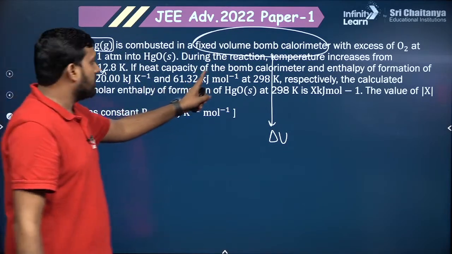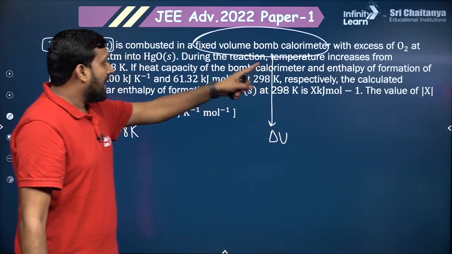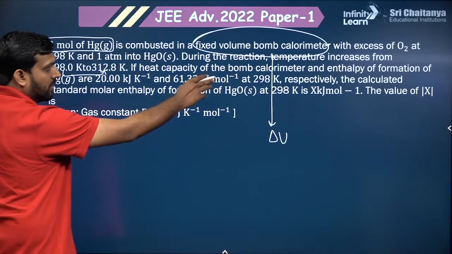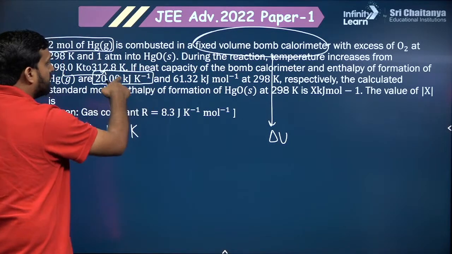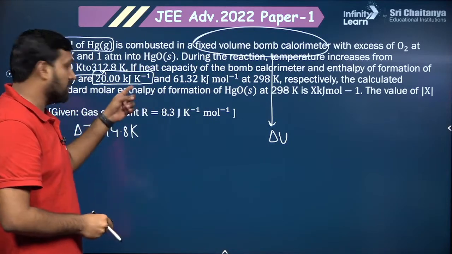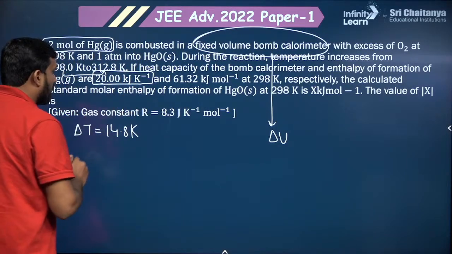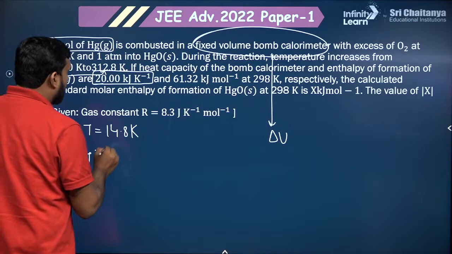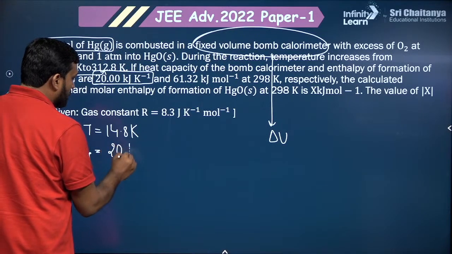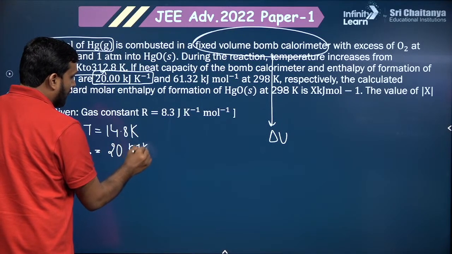If the heat capacity of the bomb calorimeter and enthalpy of formation data is given. So if you look into the unit of this, it is basically the total heat capacity actually, because there is nothing like a mole or gram reported there. So I can say that this is the CT value, the total heat capacity of the bomb calorimeter, and this is 20 kilojoule per Kelvin.